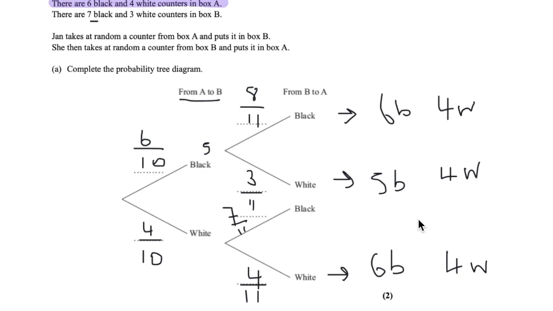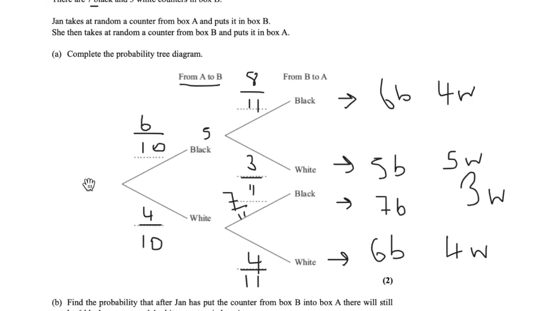I keep reading the counters from box B. We have 5 white, and that's because we started with 4 white and we've added another one. And it's the same here, so we've taken a white out and then we've added a black. So this time we've got 7 black, 3 white. And you can double check them by making sure they all add up to 10.